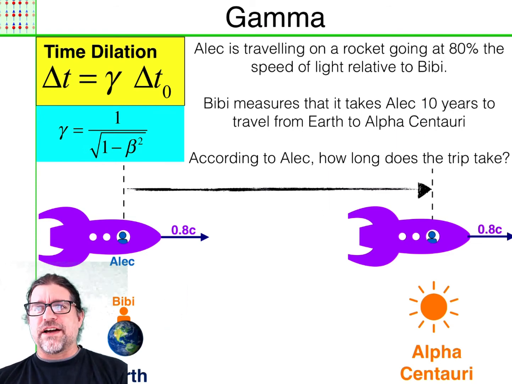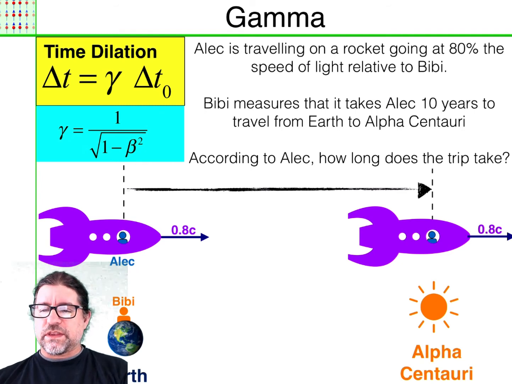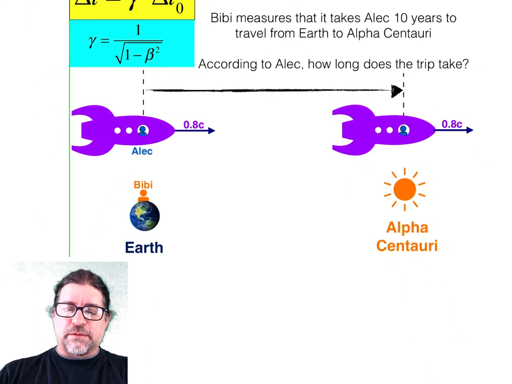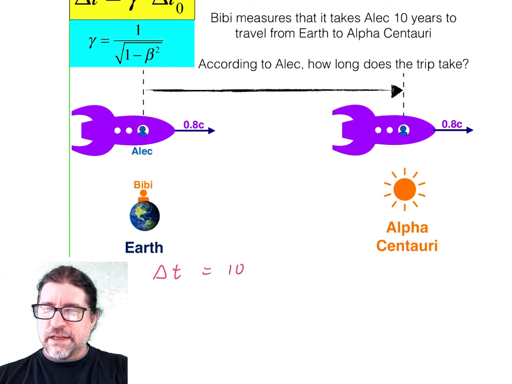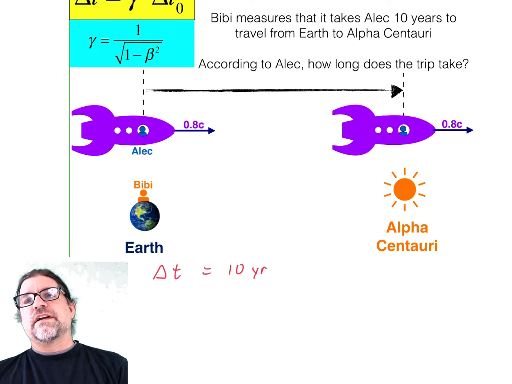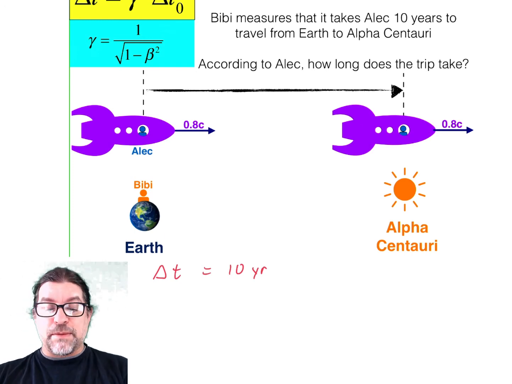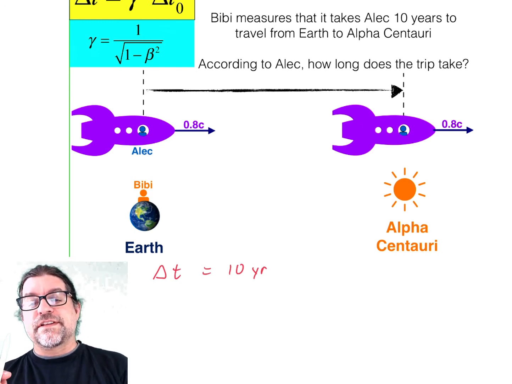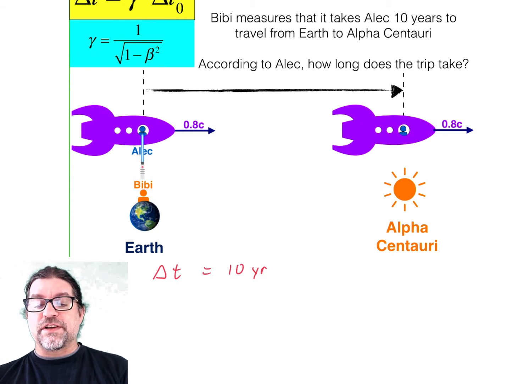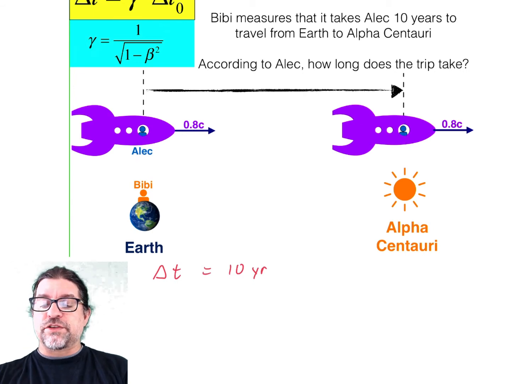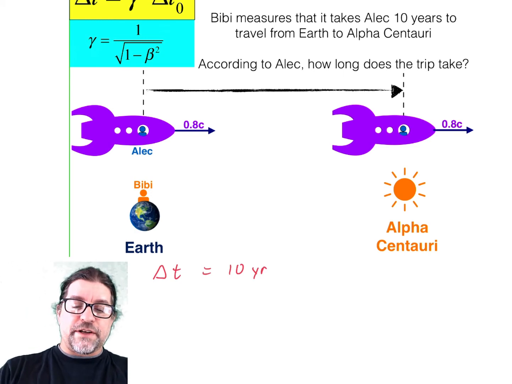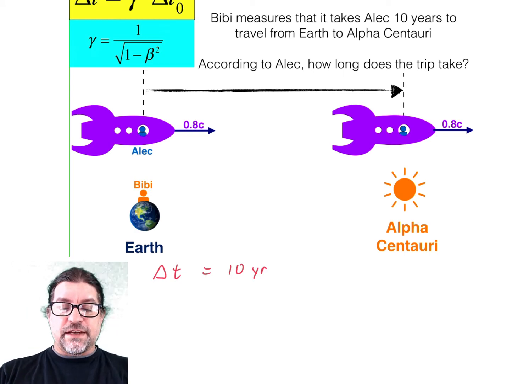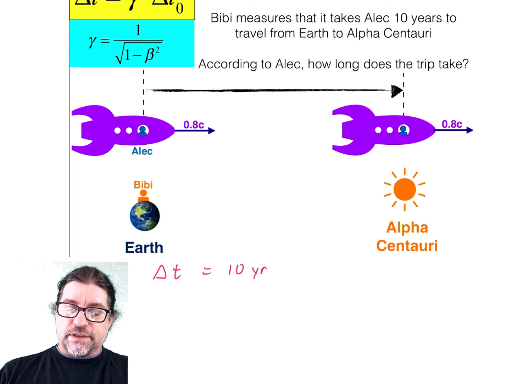According to Alec, how long did it take to get there? Well, let's write down what we know. We know that Bibby measured delta t to be 10 years. Now, that is not the proper time. Remember, the proper time would be the amount of time that it took from Alec's point of view, because the two events are when Alec leaves Earth and when Alec arrives at Alpha Centauri, and those two events happen in the same location in Alec's frame. So Bibby measured 10 years, so that's for Bibby here.